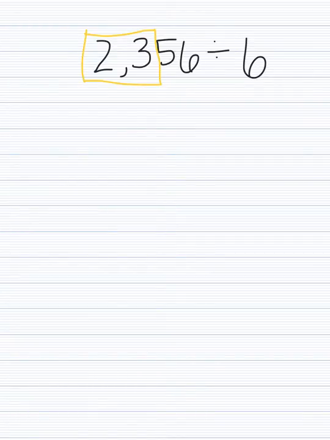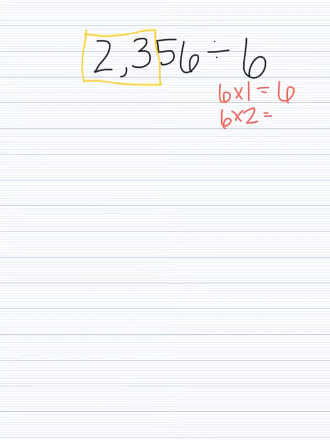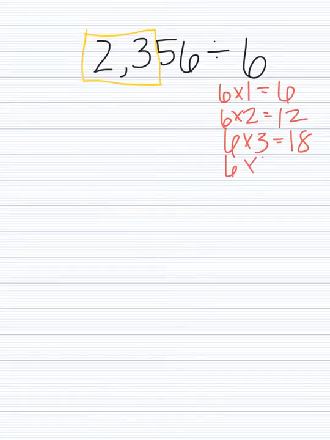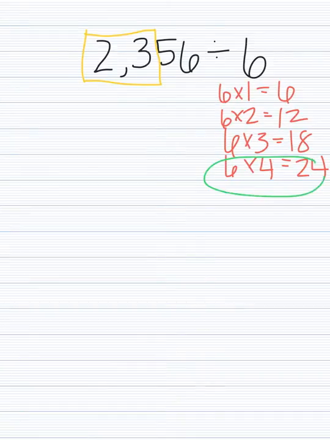I encourage them to write out their math facts and their multiples of 6 here. So 6 times 1 equals 6. 6 times 2 equals 12. 6 times 3 equals 18. 6 times 4 equals 24. And in this case, they should stop and realize, okay, 24 is very close to 23. So that's the fact I'm going to use.